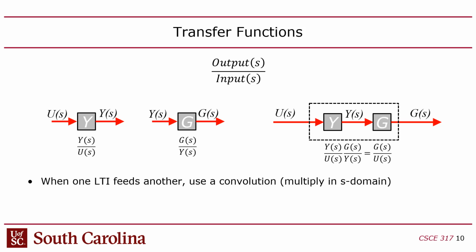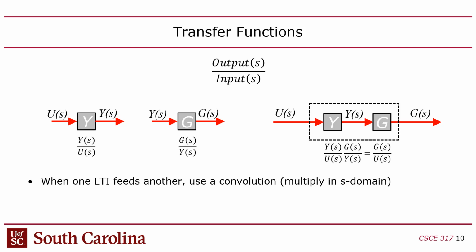What you're doing is creating these blocks. Each one of them is a transfer function. This one's labeled Y, which means its output is Y, and its input here is U. So its transfer function is actually Y of S over U of S. But people generally use a shorthand and just say Y, dropping the fraction, but it's really Y of S over U of S. Then you can have another block, G, named G because its output is G, and its input is Y. It's really G of S over Y of S.